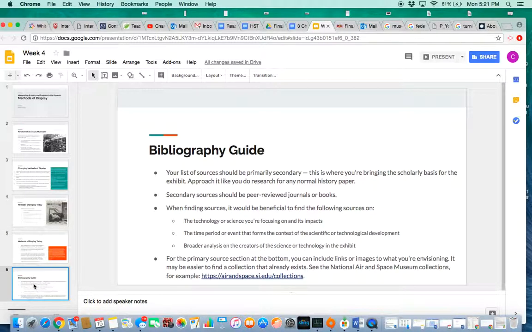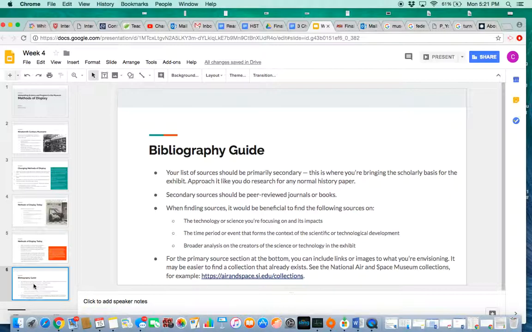To finish up here, I do want to talk a little bit about the bibliography. Mainly your sources for the bibliography should be secondary. I want to see your scholarly basis for whatever project you're focused on. Say you're doing the cotton gin, right? You want to have 5 or 6 sources on the cotton gin. If you're having some issue thinking about how to do this, one, make sure they're all peer-reviewed journal articles and books.